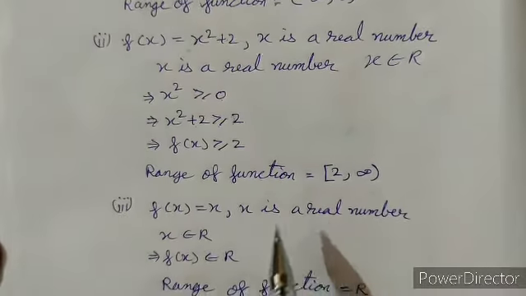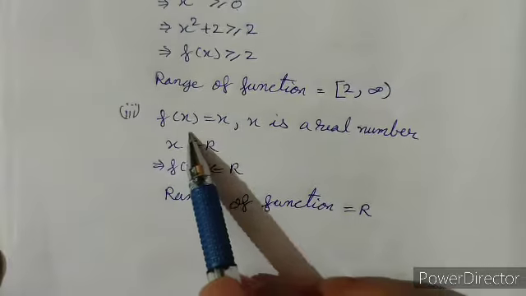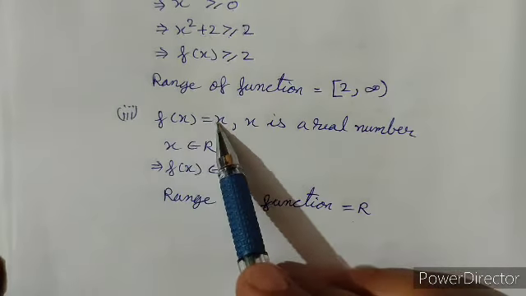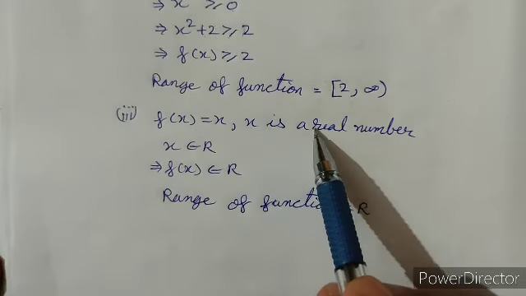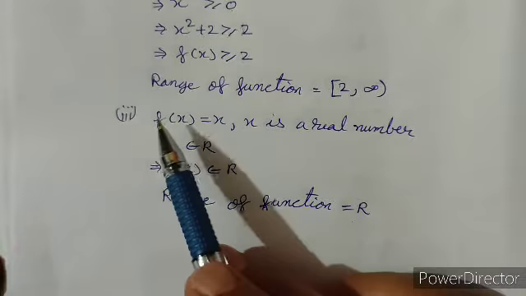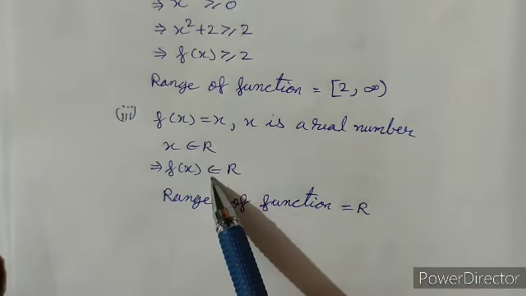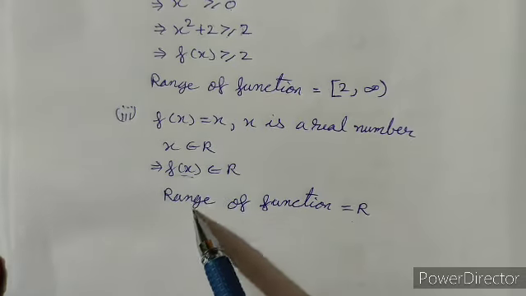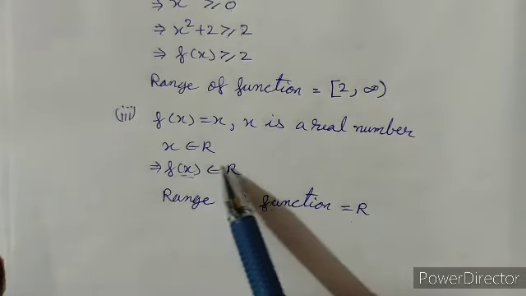In third part, a function is given to us where fx is equal to x, and x is a real number. Here x belongs to real numbers, so we can say fx will also belong to real numbers, or we can say fx, that means the range of the function, will be the real numbers.